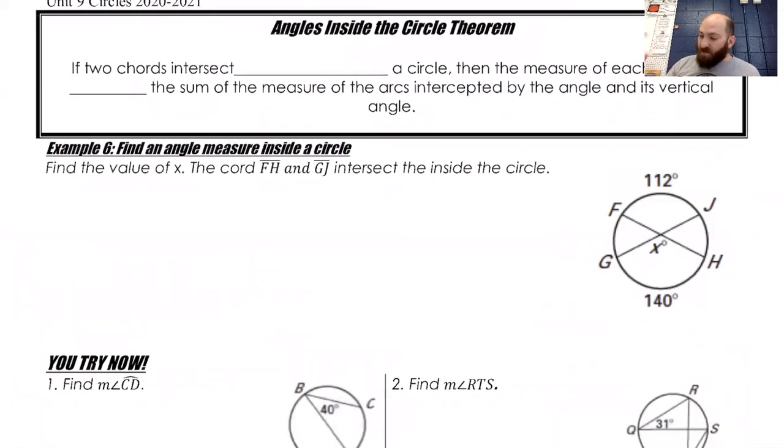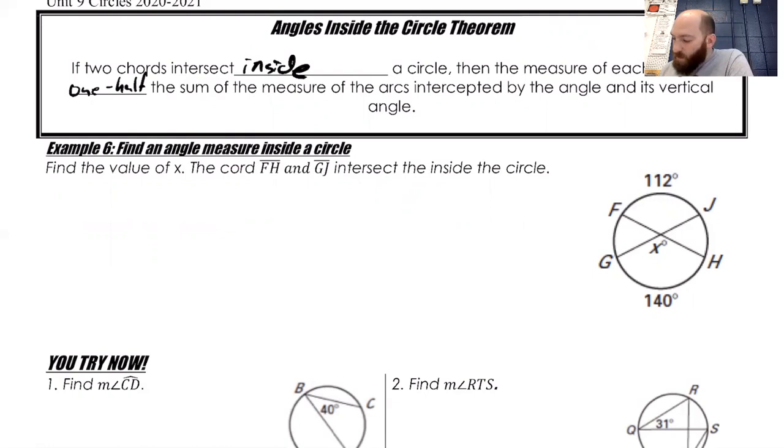All right, and this is the last concept of today. Angles inside the circle, we're going to look at when two chords intersect. If two chords intersect inside a circle, then the measure of each angle is, take a wild guess, 1/2 the sum of the measure of the arcs intercepted by the angle and its vertical angle. Whoa, this sounds complicated, okay?